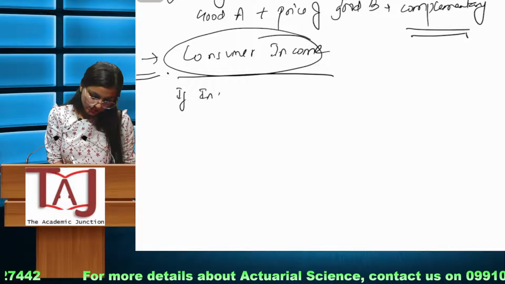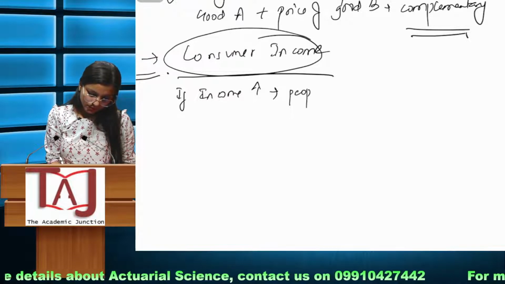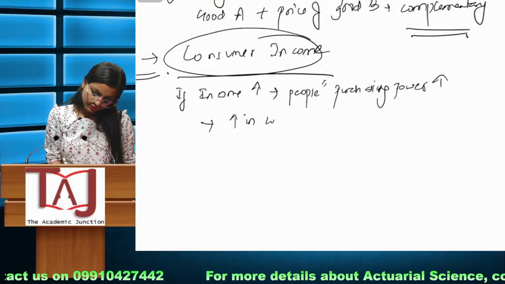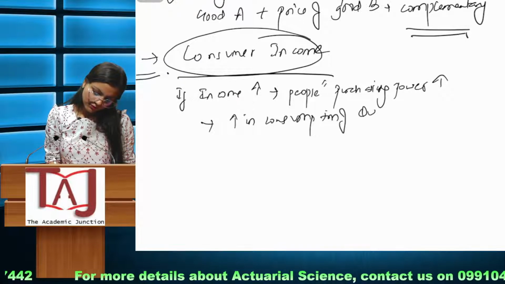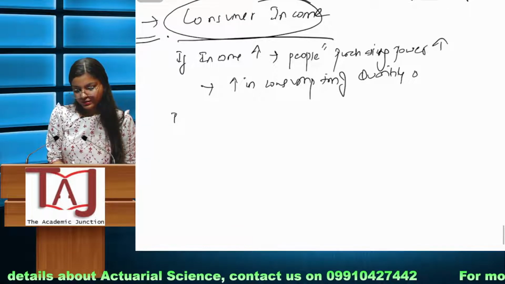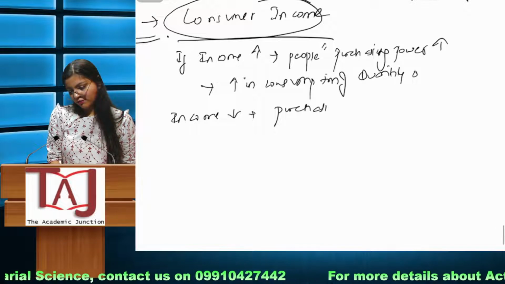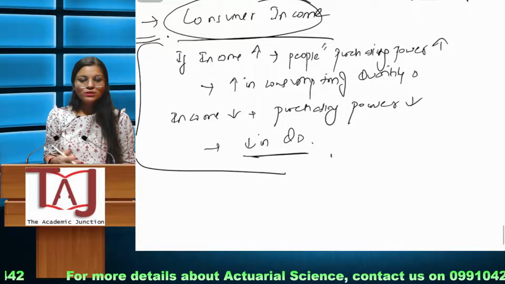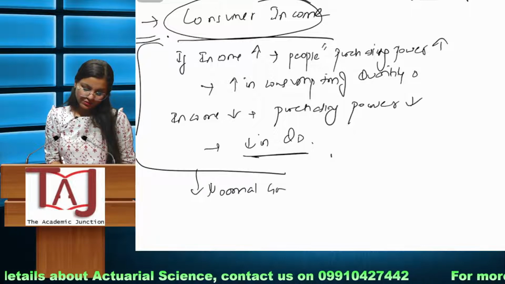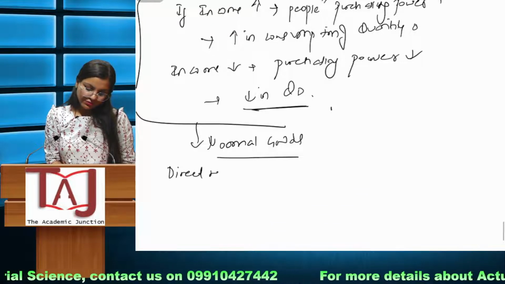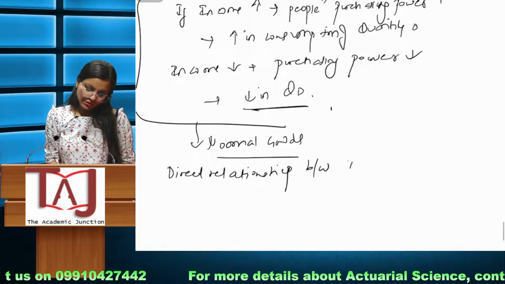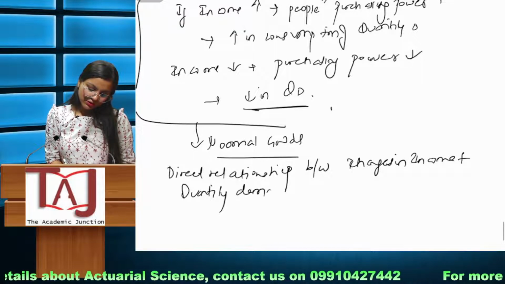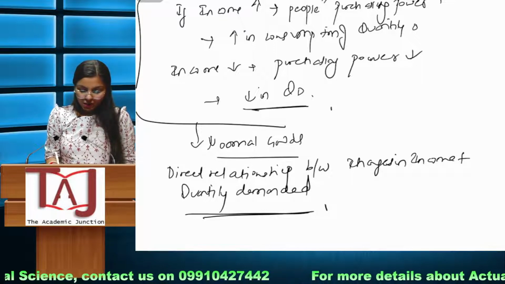If income rises, people's purchasing power increases, leading to an increase in consumption of quantity. If income falls, purchasing power falls, leading to a drop in quantity demanded. Now, for which goods is this valid? This is valid for normal goods. For normal goods, we say we have a direct relationship between changes in income and quantity demanded.